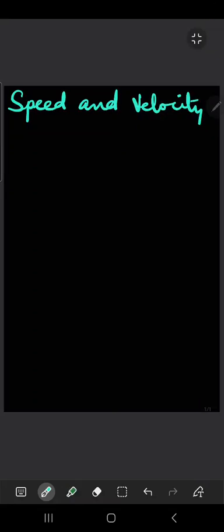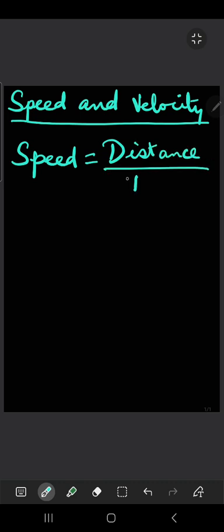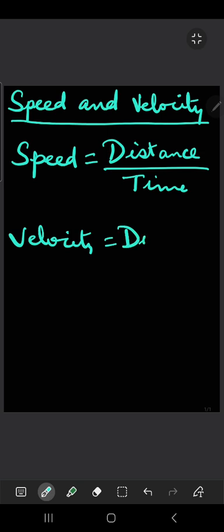So in our today's session we will discuss the difference between speed and velocity. So first of all we will look at the formula of speed and velocity. Speed is what? It is distance over time, and velocity is displacement over time.